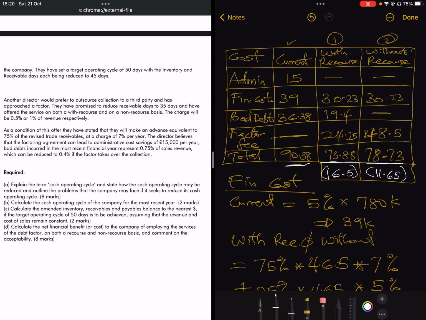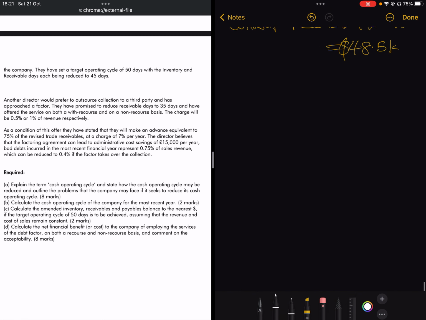So you see the way I've moved. I've spoken about the fact that currently we're at 90. If you get a factor, we will have a reduced cost, whether it's recourse or no recourse. However, go for with recourse, because with recourse gives the highest amount of savings. And that will be it for this question.